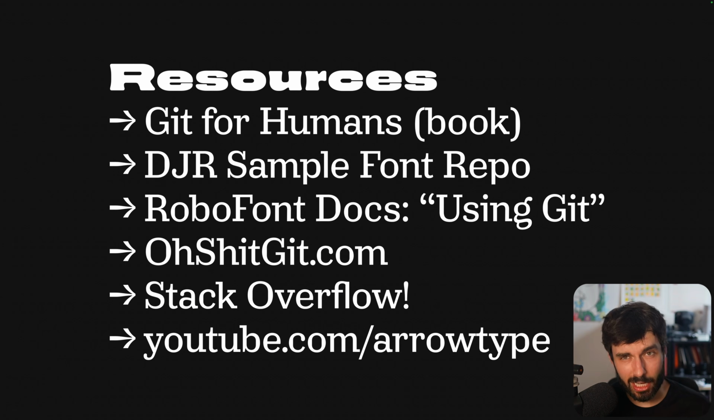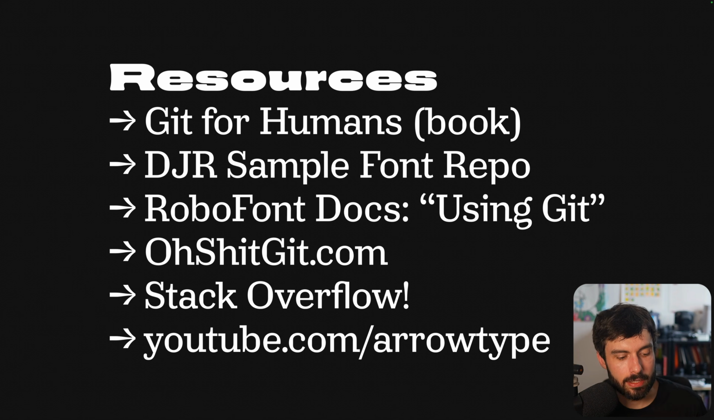So I said a lot, but not that much. And if you're new to Git, you're probably pretty confused still. So here are some really handy resources. Some of them I mentioned, some of them I didn't mention. Git for Humans, handy book. DJR has the sample font repo. If you Google that, you'll find it. RoboFont Docs has a good article on using Git that describes some of the specifics to RoboFont.